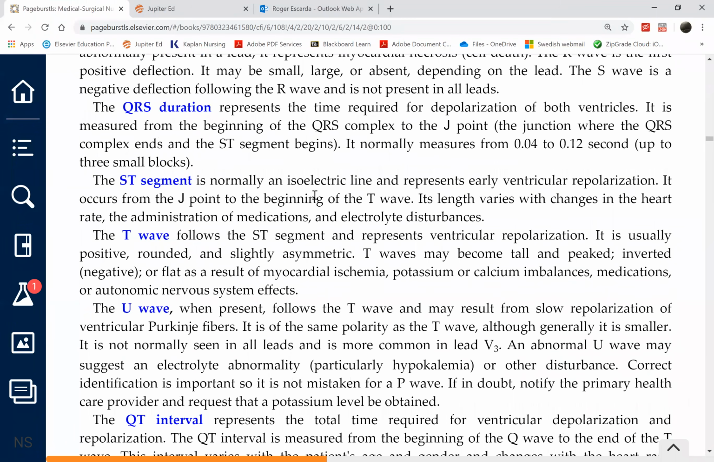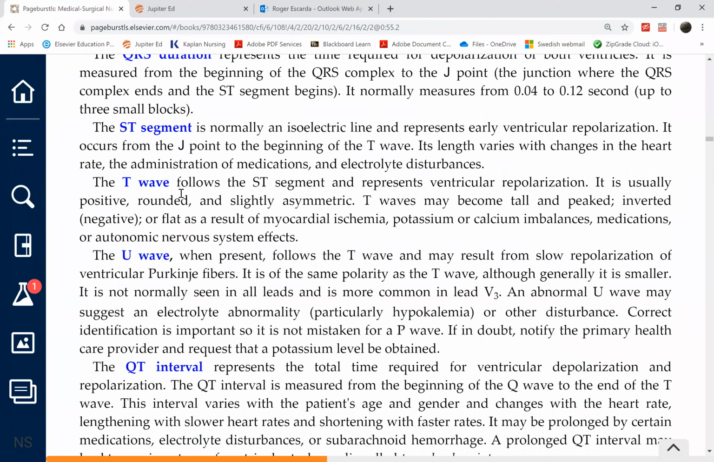The ST segment must be isoelectric to be normal, but there will be changes later, which we will look at. Then again, the T wave is representing ventricular repolarization. The ventricles here are not contracting, but they are instead beginning to get ready for the next contraction.